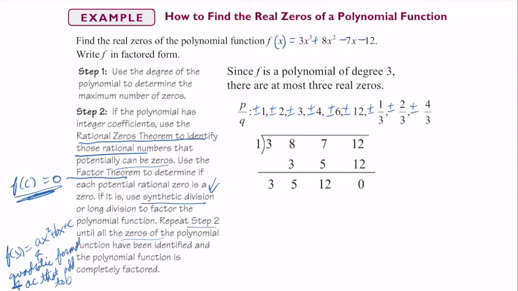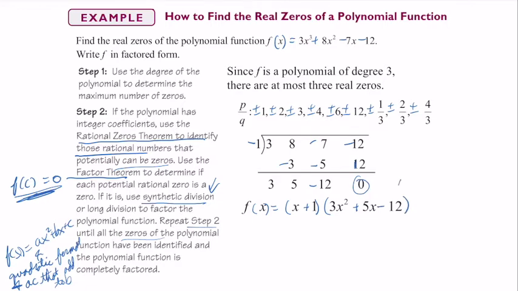So what we could do is go ahead and do some synthetic division for -1, and we get that. We pull down our 3, -1 times 3 is -3, 8 and -3 is a +5, -1 times 5 is -5, and that's a -7. -7 and -5 is -12, -1 times -12 is a +12, and we add those together to get 0. So my remaining polynomial would be f of x equals x plus 1 times 3x squared plus 5x minus 12.